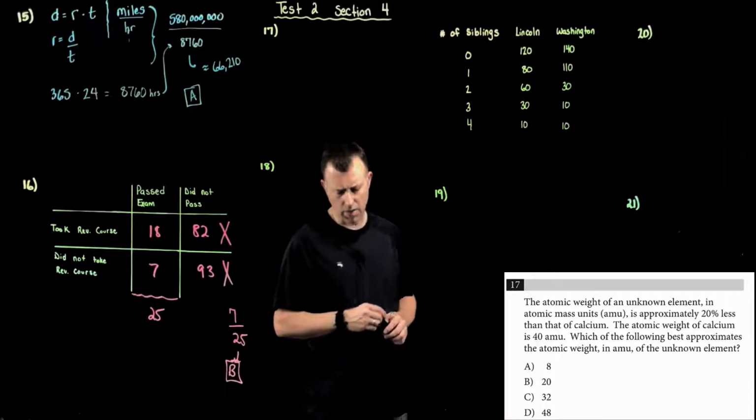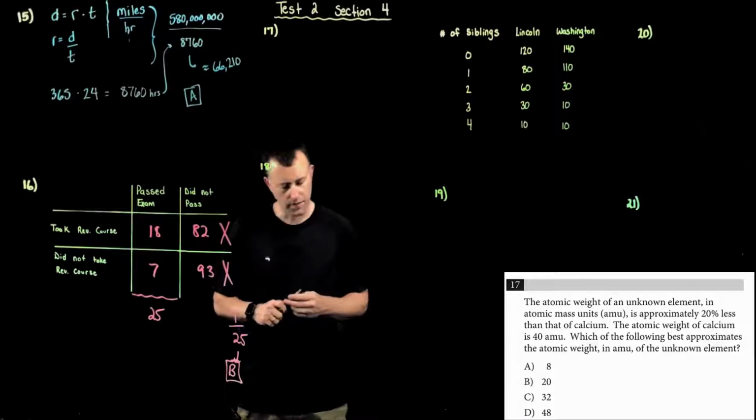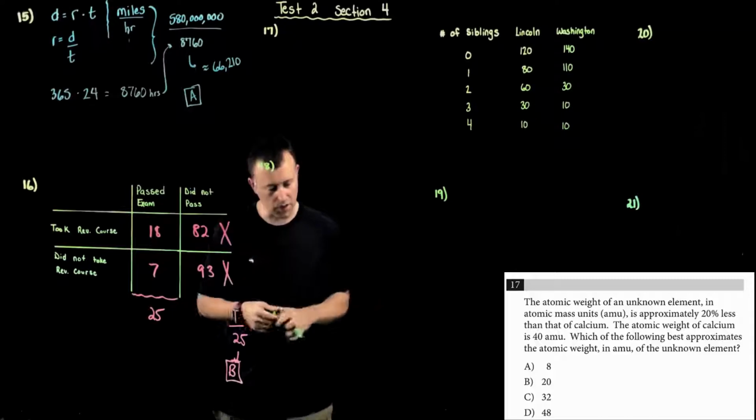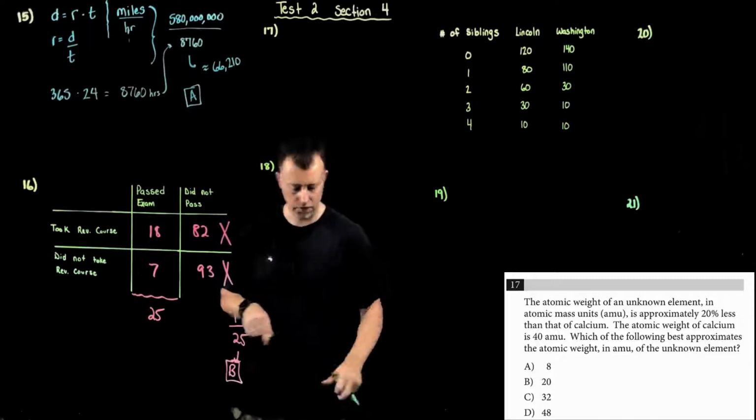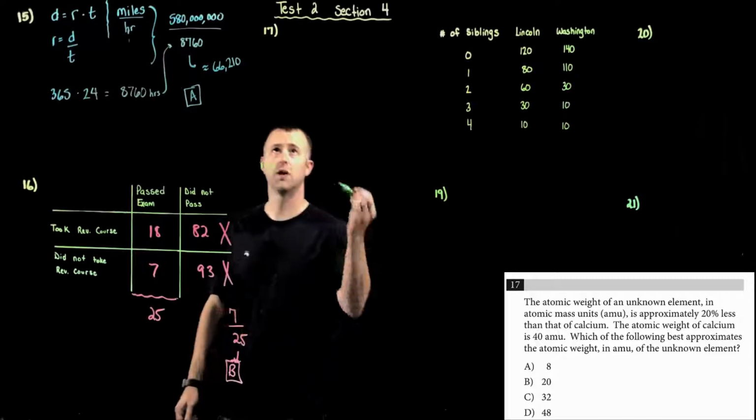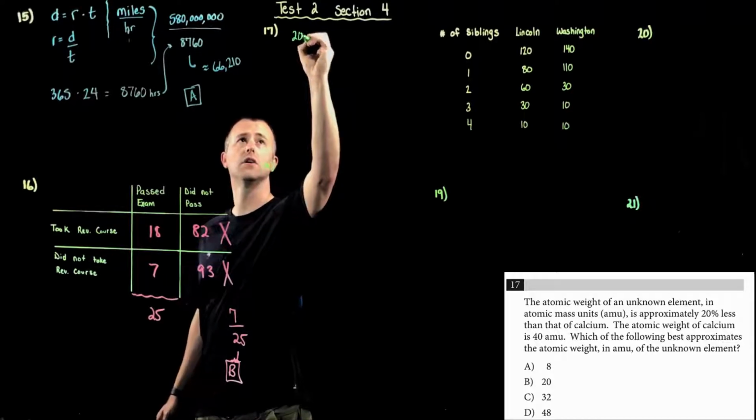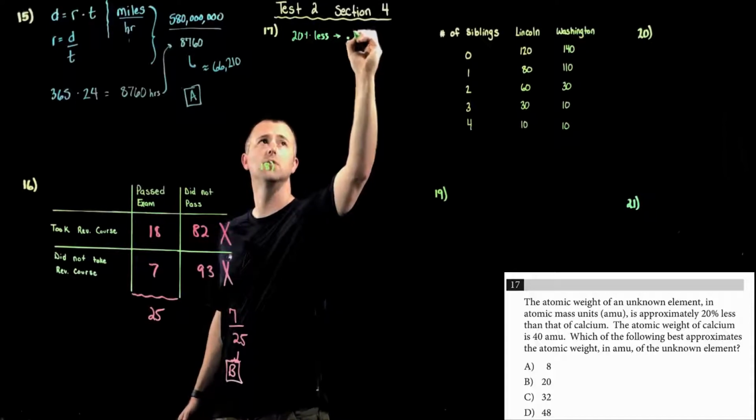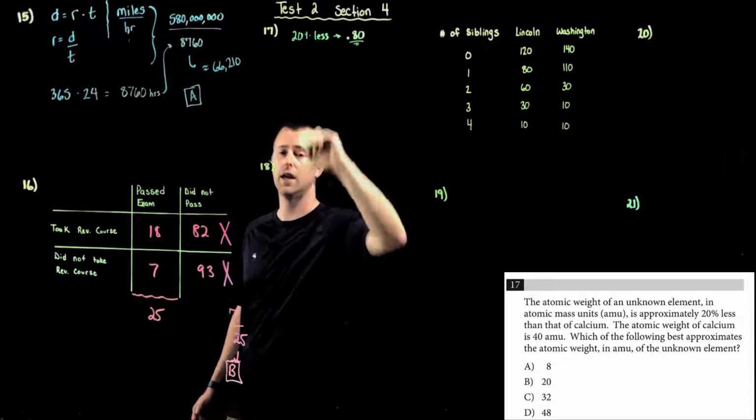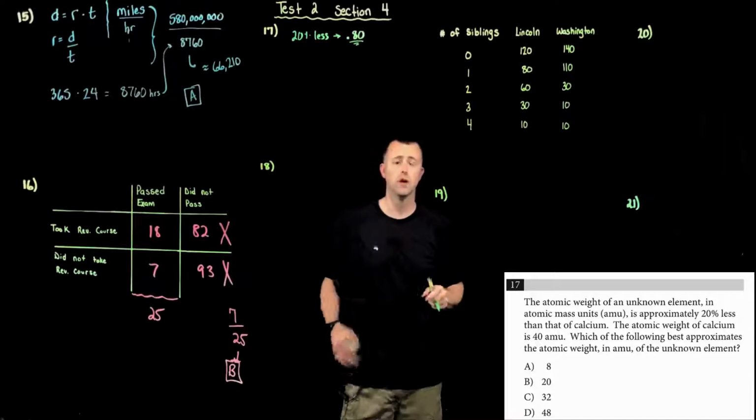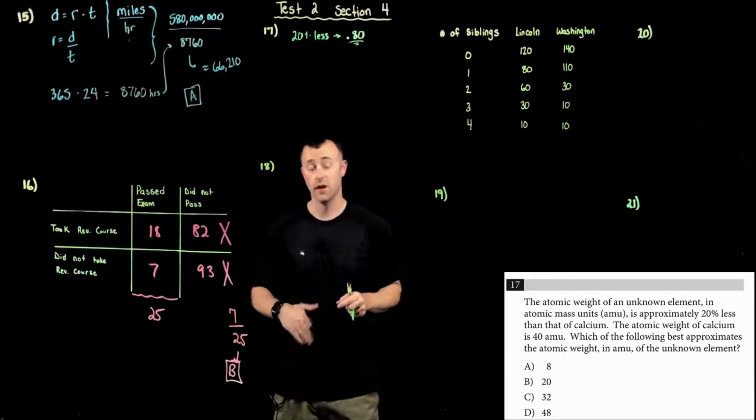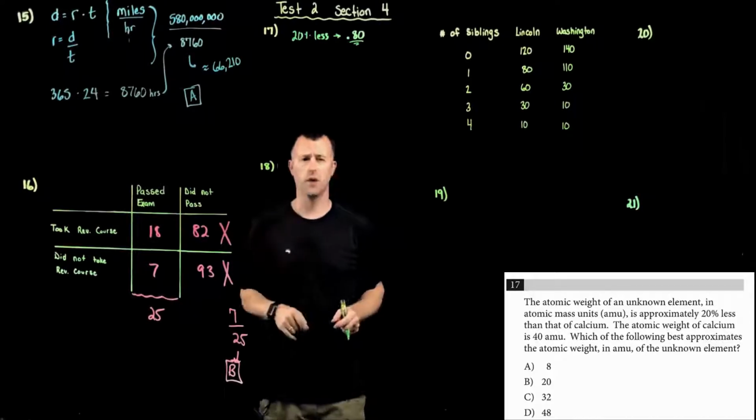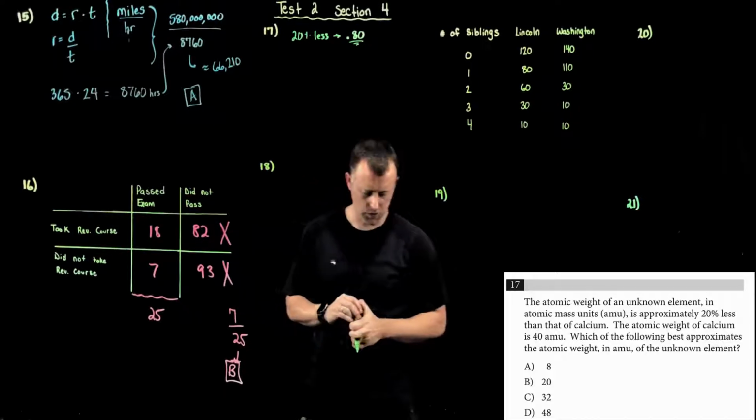17 says they're giving me the atomic weight of an unknown element. So the atomic weight of an unknown element in atomic mass units is approximately 20% less than that of calcium. So when I see the phrase 20% less, here's the first thing I'm thinking of. I'm thinking of the decimal 0.80 or 0.8. I'm probably actually going to be using that number. They say percent less, subtract from 1. They say percent more, you add to 1, but that's not what I'm doing here.